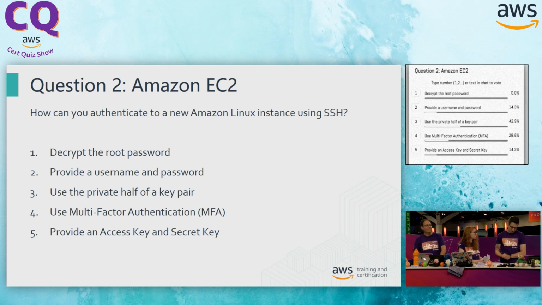Okay, number 2? Provide a username and password. Now, that could be an insecure method of SSH access, but by default, that's not going to be available on our Amazon Linux AMI. You're going to have to go out of your way to make that happen, which is just not a good idea.